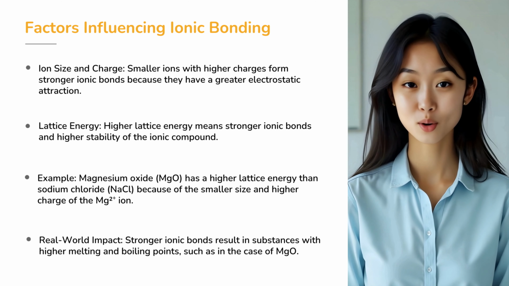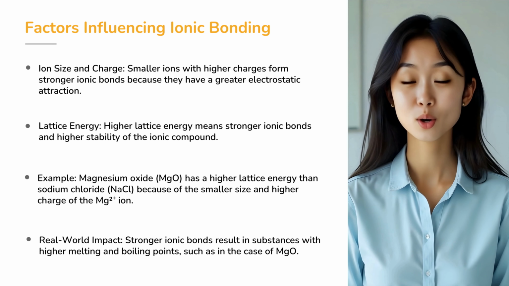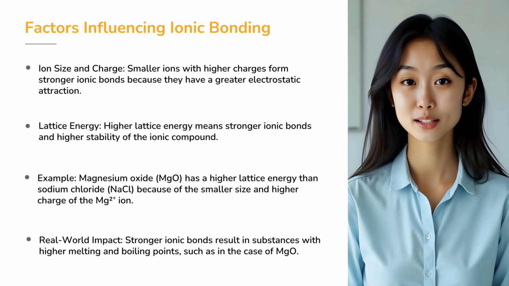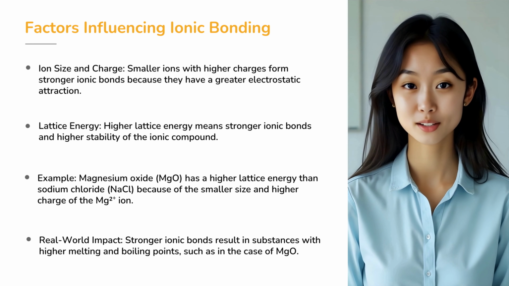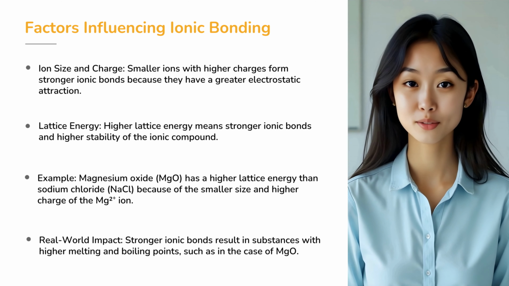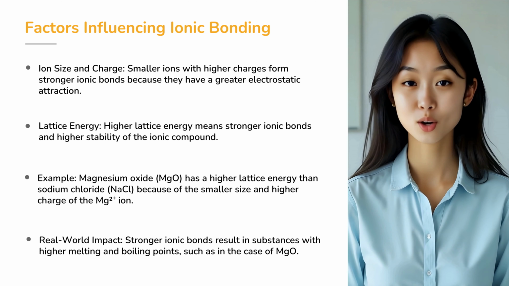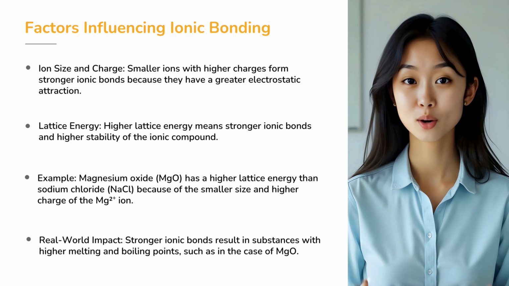Not all ionic bonds are the same. Some are stronger than others. The strength of an ionic bond depends on 2 things: the size of the ions and the charges on them. The smaller the ion and the higher the charge, the stronger the ionic bond.